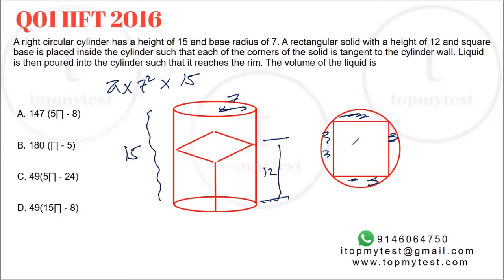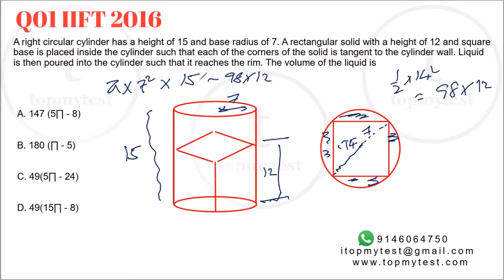Now what will be the volume of this prism block? Radius is 7, which means diameter will be 14, which means the base area will be half of 14 square, which is 98. Height will be 12. This has to be subtracted from the volume. So let's resolve this.